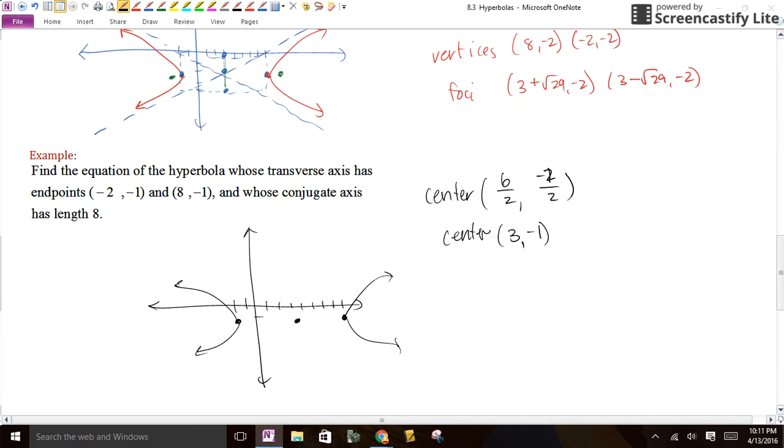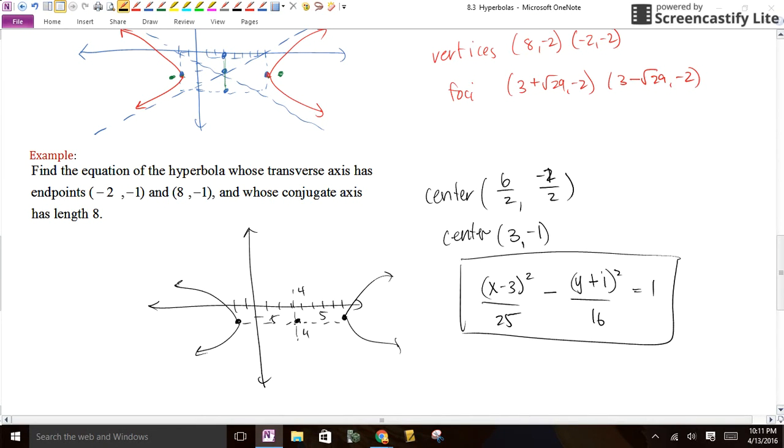I'm trying to find the equation. I know that this way you went 4, this way you went 4, so that's good. And I know from the center that this was from 3 to 8. I know that this was 5 and this was 5. So I should be feeling pretty good. X has got to come first. So x minus 3 squared minus y plus 1 squared equals 1. And what's in the denominators? Well, in the x direction, we went 5. So I'm going to put 25. In the y direction, we went 4. So I'm going to put 16. And there is your equation. Done. So you can give me anything you want.